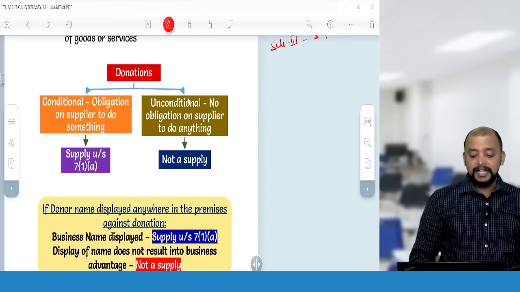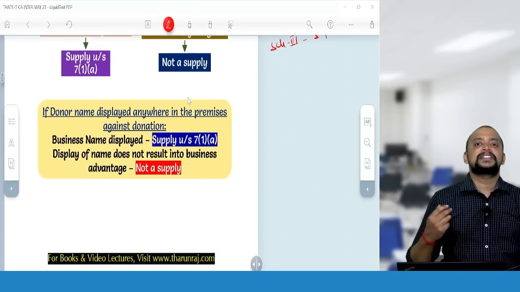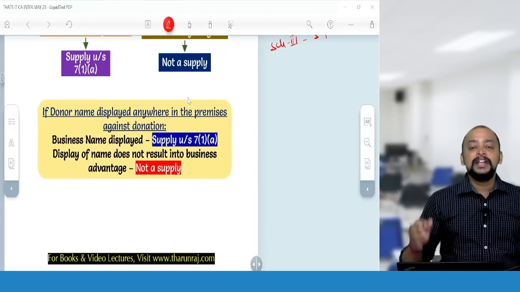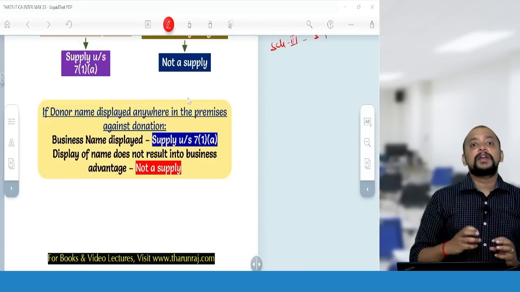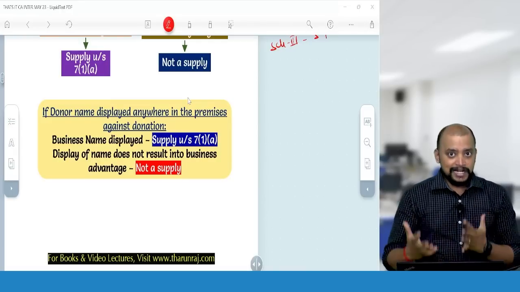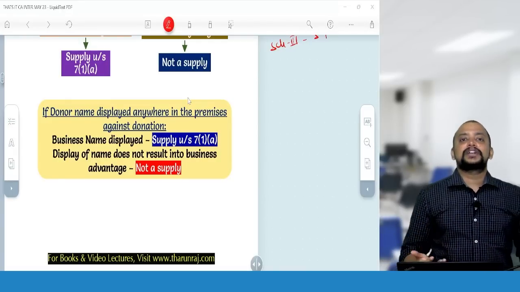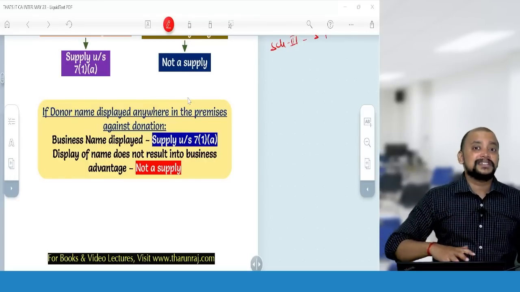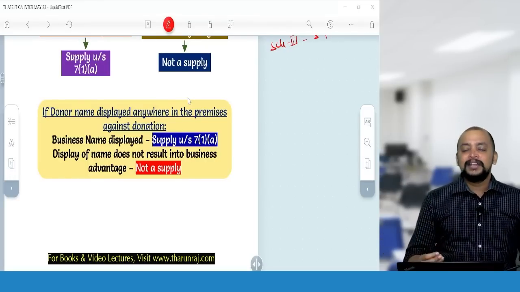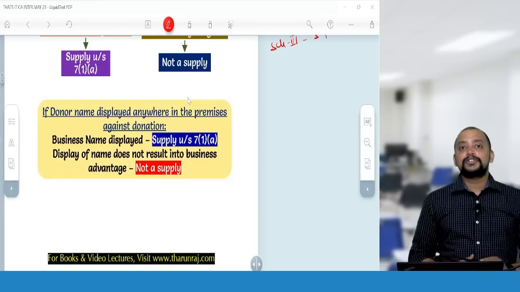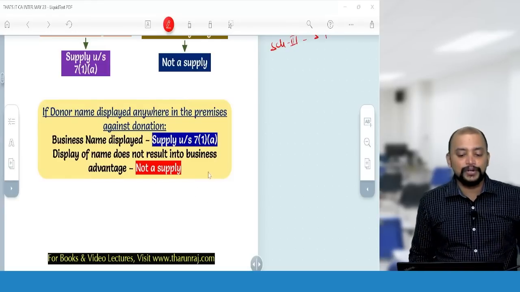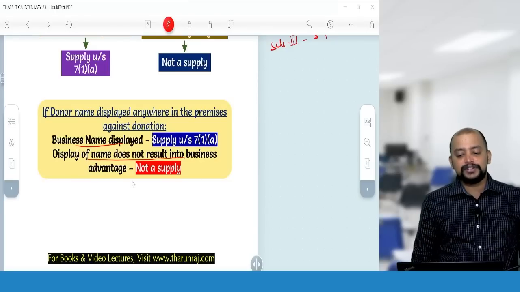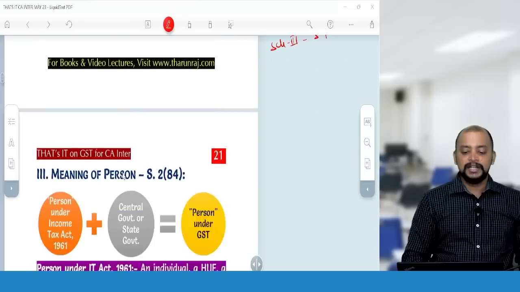Now, what if the donor name is displayed anywhere in the premises, but the donor is not asking? It is like unconditional only. But the name is displayed. If the display of name gives business advantage to the donor, yes, then it will be deemed as a conditional donation and it will become a supply. If the display of name is not giving any business advantage to the donor, then it will not be treated as a supply, because that is treated like an unconditional donation only. That is, the display of name does not result in business advantage.